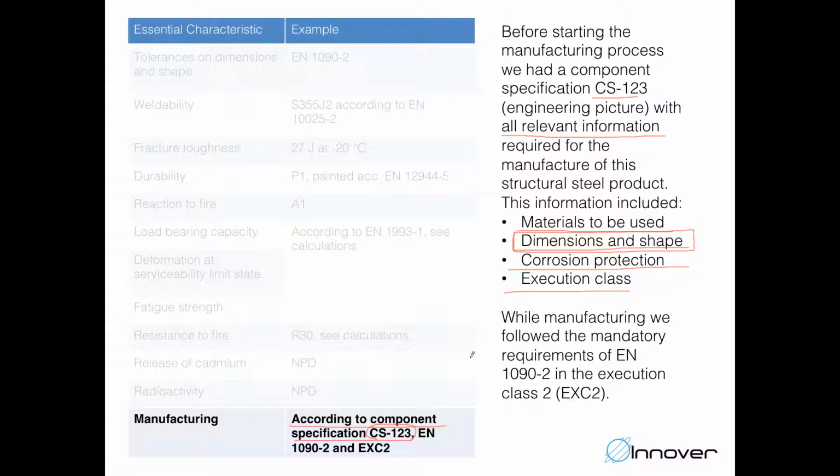And while manufacturing this product according to the component specification, we followed the requirements of EN 1092. This EN 1092 is the standard that deals with the actual manufacturing of structural steel products, and it specifies how to perform the whole manufacturing process in terms of how to do holing or how to do mechanical fastening or how to do welding and how to measure the tolerances and so on in the execution class 2. So to reiterate, before we started to manufacture, we had a component specification that had all information that we required to manufacture the product, and we manufactured the product according to the requirements of EN 1092 in the given execution class.